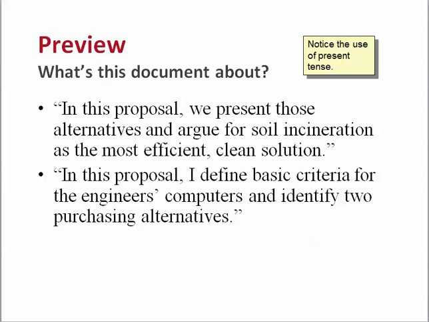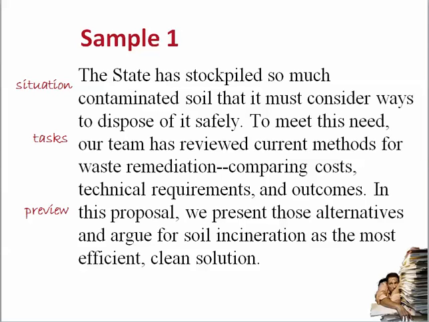In the second one, the person who was asked to look at computing needs, he just says, I give basic criteria for what they need and identify alternatives. This way, in really just three quick sentences in both cases, a reader knows what situation this document is referring to, what you did to address the situation, and a sense of what's in the document. That way they can decide, do I want to read this or do I not need to read this?